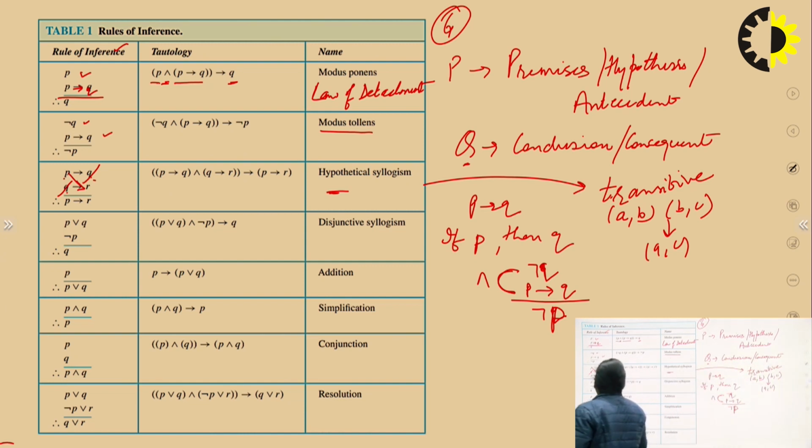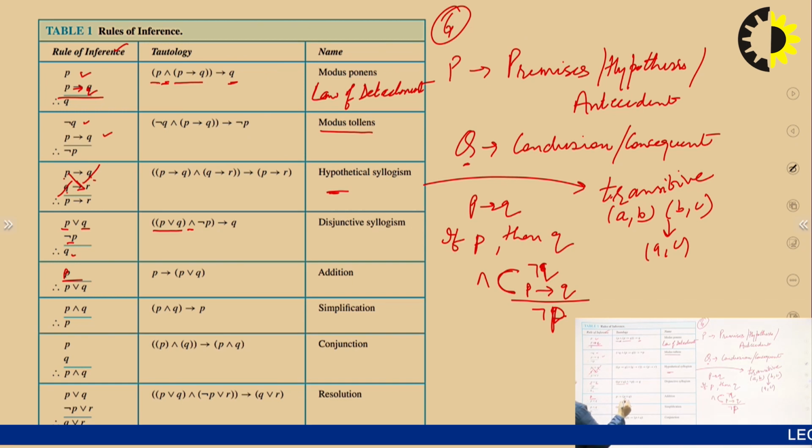Now again, disjunctive syllogism. Disjunctive means or. That is, we are having P or Q and negation of P. If we are having the AND of the negation of P and P or Q, what we will get? Q. Now addition, simple addition, we say P, then P or Q. Addition sign is or. Then simplification, we are having AND.